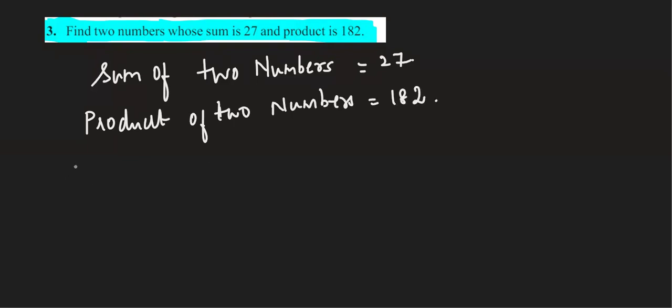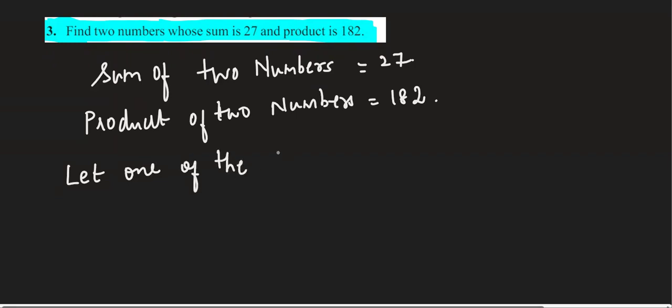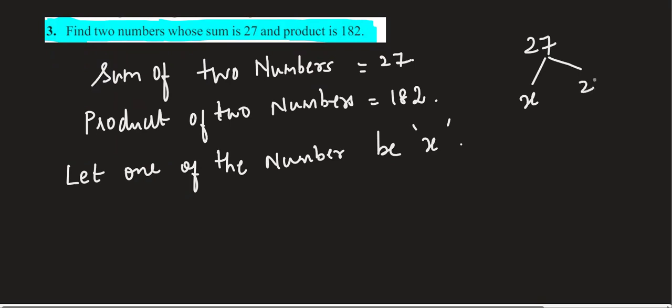Okay. Now let's say, let one number be x. Now, what will be the other number? We'll have to take two numbers, right? So when I add the two numbers, I'm getting 27. So from that, one number is x. Now, what will be the other number? So obviously, the remaining one will be the other number. That is 27 minus x, like this.